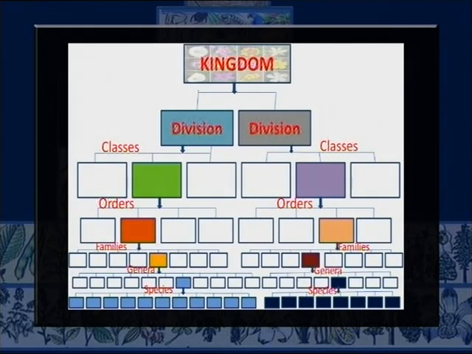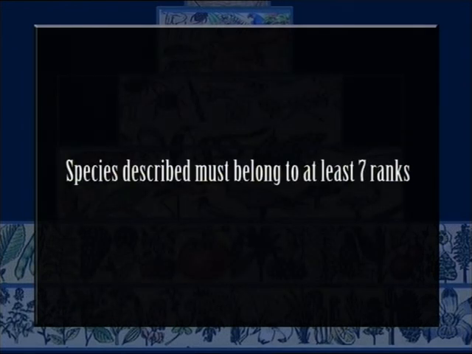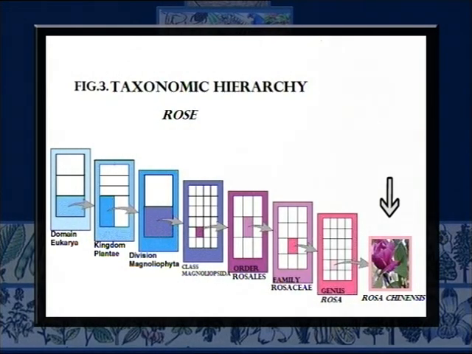This results in the kingdom being the largest, most inclusive category, with a corresponding taxon of a particular group of organisms, and an individual species being the single unit around which all the groupings are focused. All species described must belong to at least 7 ranks, one at each of the mandatory levels. For example, as already discussed earlier, Rosa chinensis is a species belonging to genus Rosa, family Rosaceae, order Rosales, class Magnoliopsida, division Magnoliophyta and kingdom Plantae.